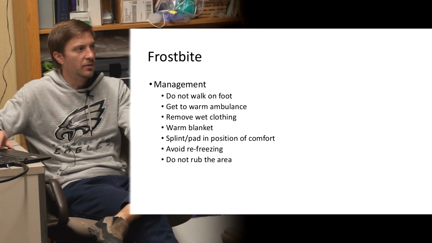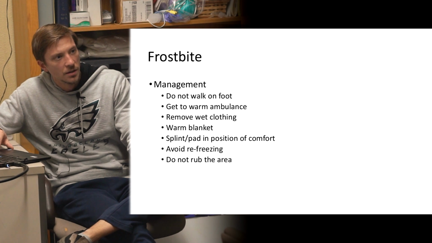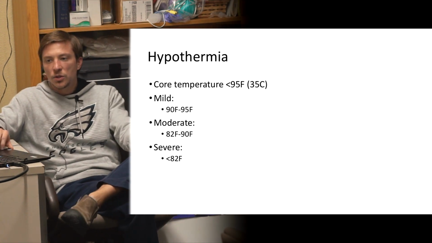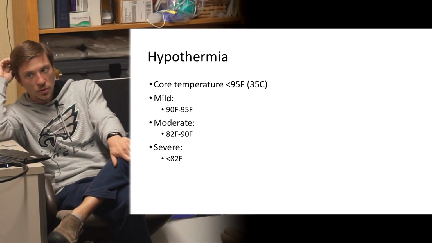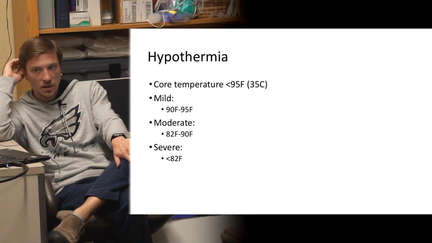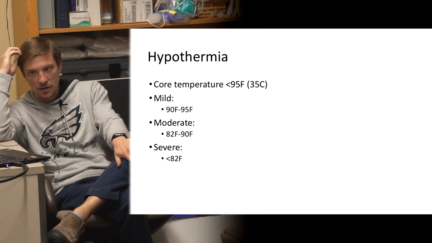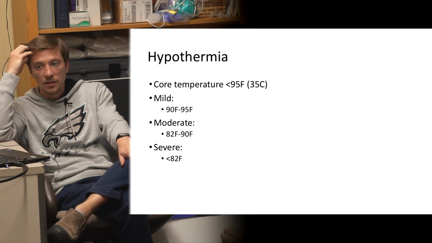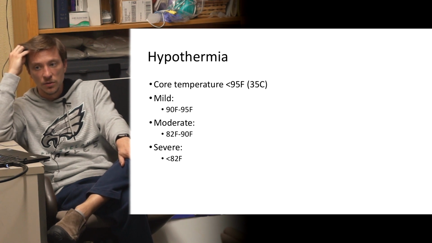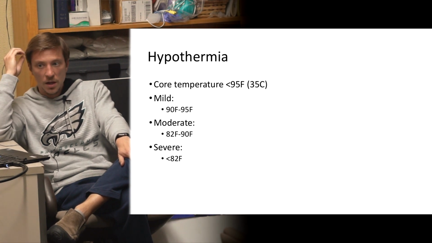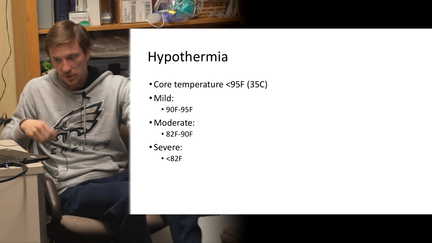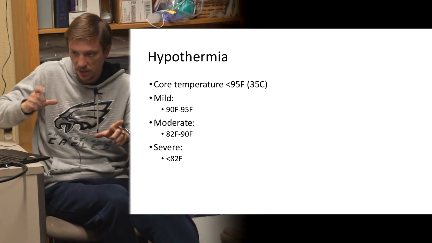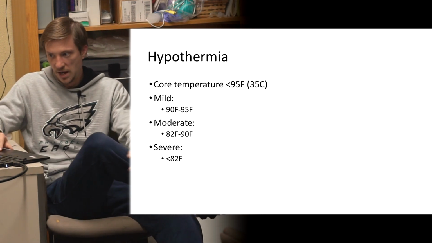Anything else before we move on? Okay. So hypothermia. Hypothermia is split up into 3 different categories: mild, moderate, and severe. So mild is anywhere from 90 to 95 degrees, moderate is 82 to 90, and severe is less than 82. And that's just the definitions, and it correlates clinically with how they're doing.